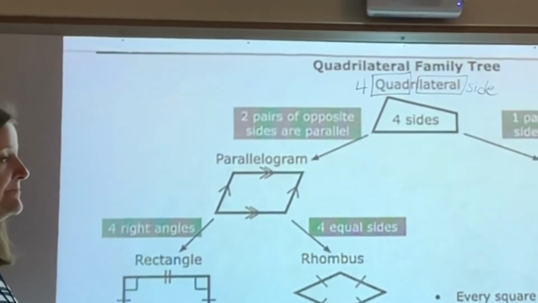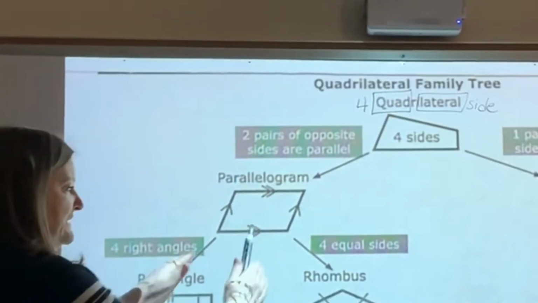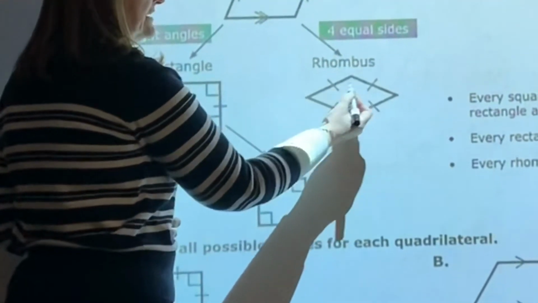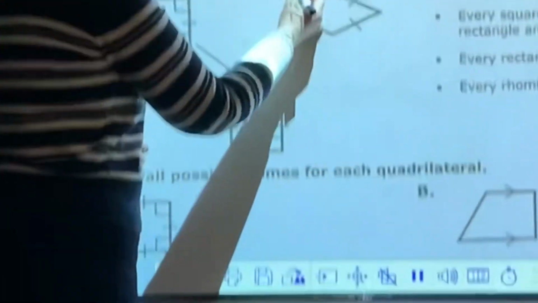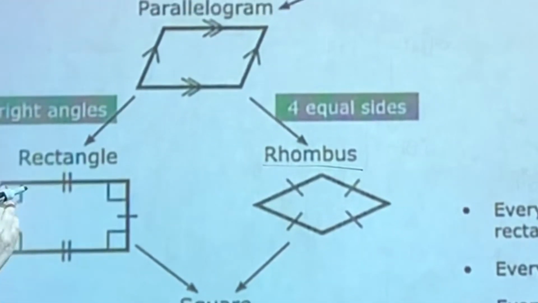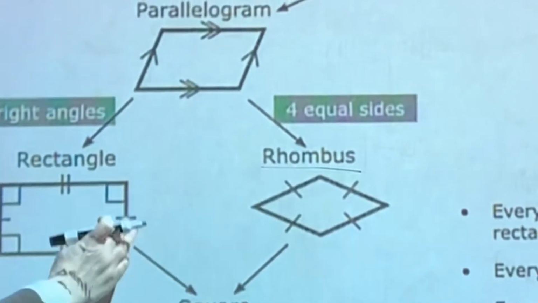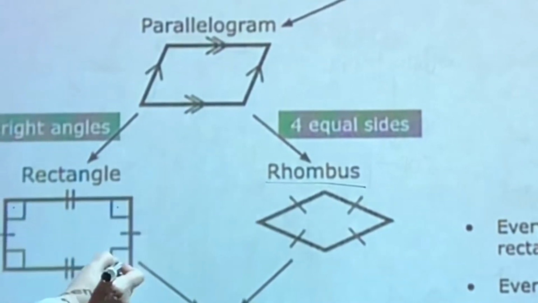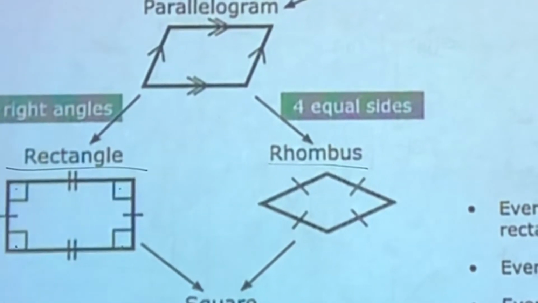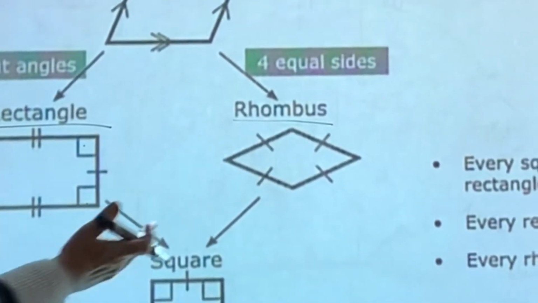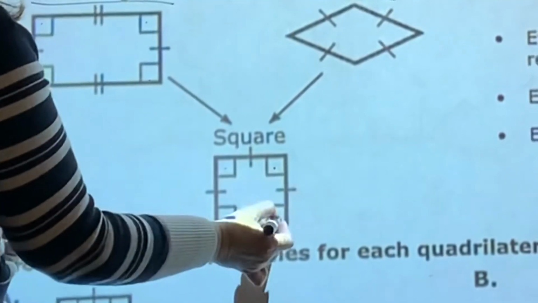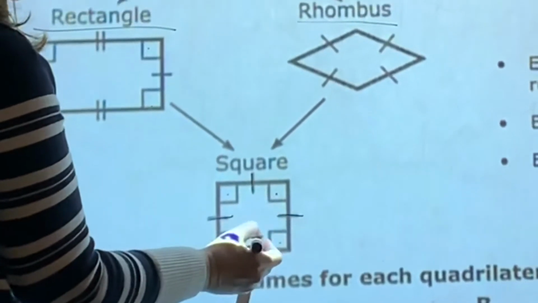Now a parallelogram can then be separated into two different categories. One category over here has all sides the same length. This is called a rhombus. Or over here, where you have four right angles. We talked about right angles with our triangles. So this has four right angles. This particular one is a rectangle. Now a rhombus and a rectangle come together to make a square: four right angles and four sides that are the same length.